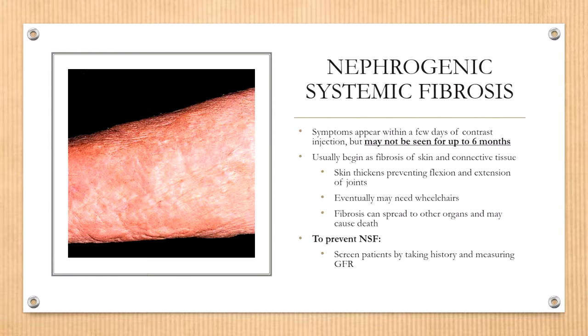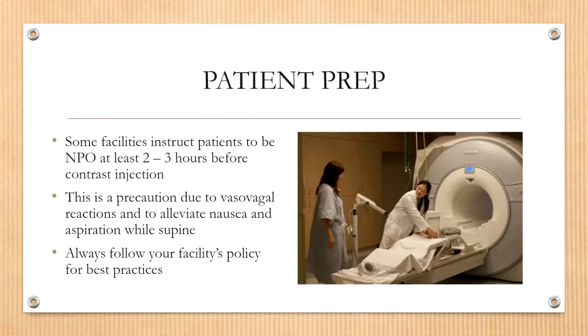Eventually, the patient will get to the point where all of their connective tissue and their organs have started to thicken and harden up, and then they eventually die from just lack of being able to function. And so the best way to prevent NSF, since there is no cure, is to make sure that we are screening our patients by taking their history and measuring their GFR. I don't like the fact that a lot of these facilities are getting rid of GFR testing, but they're basing it on studies that they've performed. So I'm hoping that these studies are actually valid.